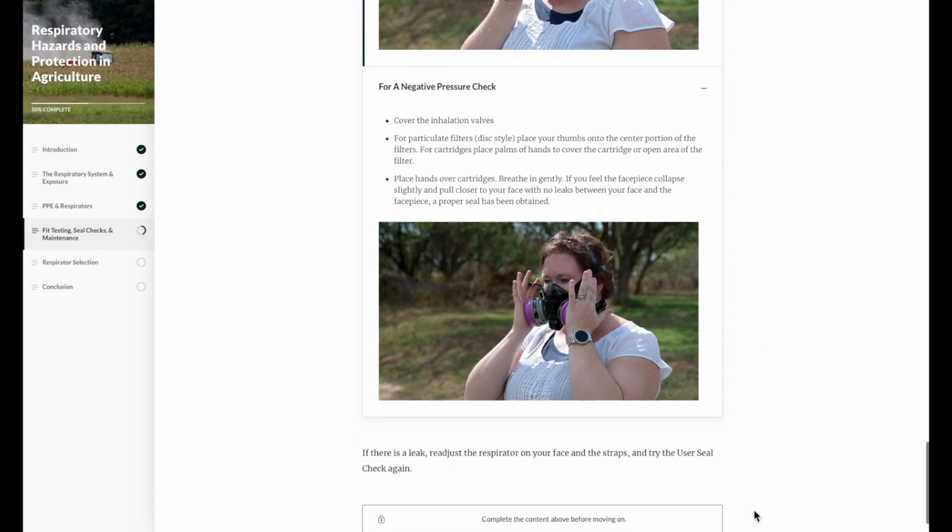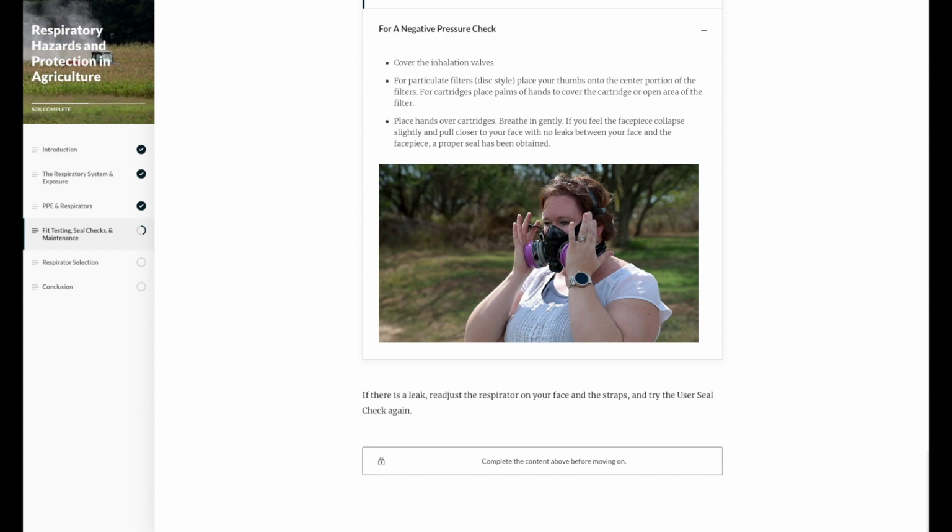For a negative pressure check, cover the inhalation valves. For particulate filters, disc style, place your thumbs onto the center portion of the filters. For cartridges, place palms of hands to cover the cartridge or open area of the filter. Place hands over cartridges. Breathe in gently.